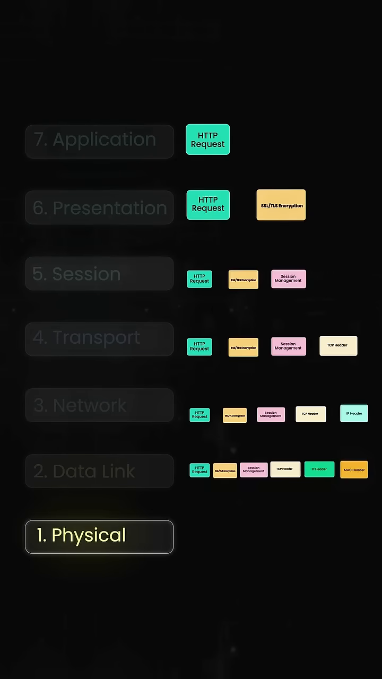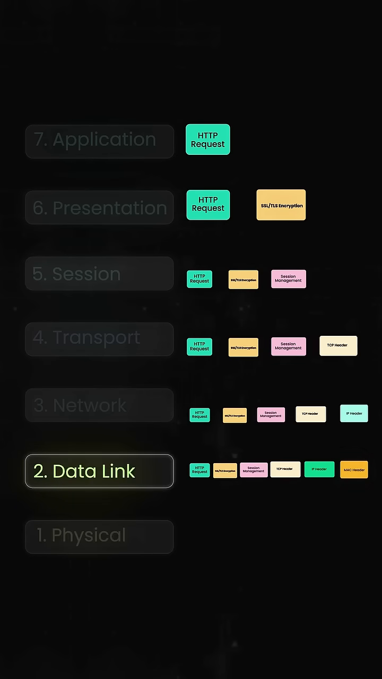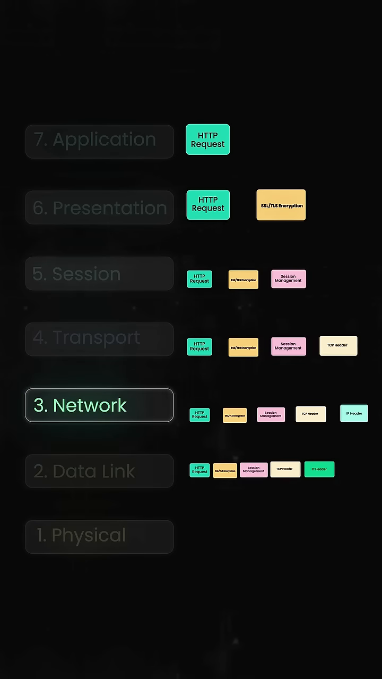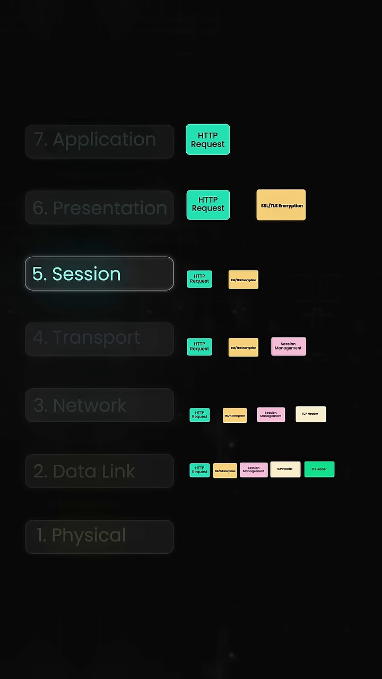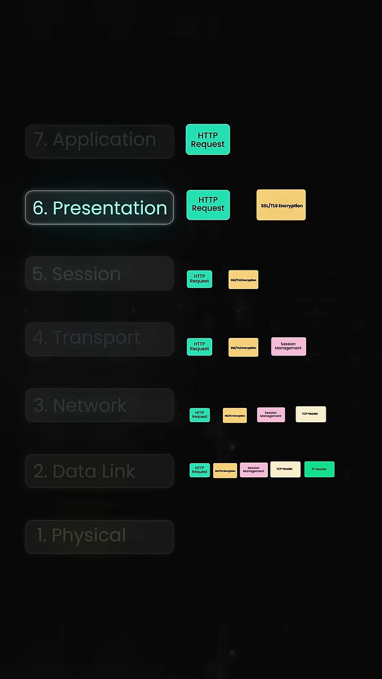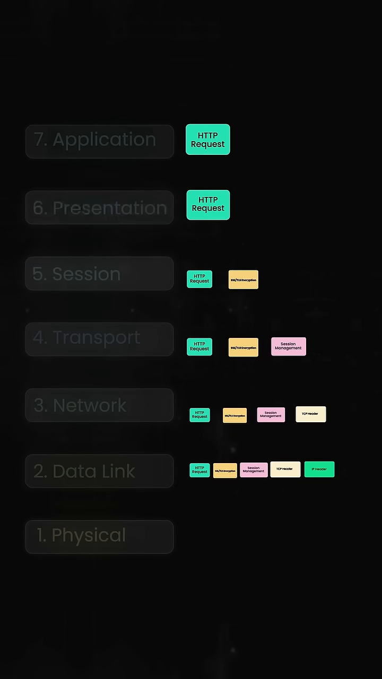Layer 1 converts electrical signals back to data. Layer 2 removes MAC headers. Layer 3 removes IP headers. Layer 4 removes TCP headers. Layer 5 manages the session. Layer 6 decrypts the SSL. And finally, Layer 7 processes your HTTP request and sends back the web page.